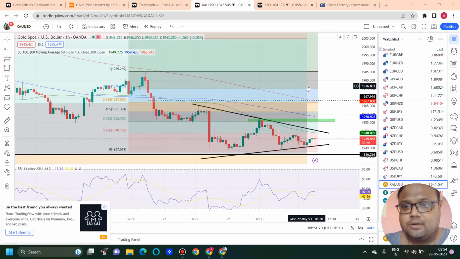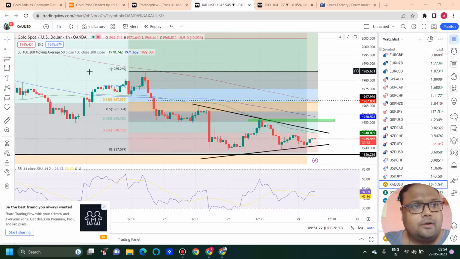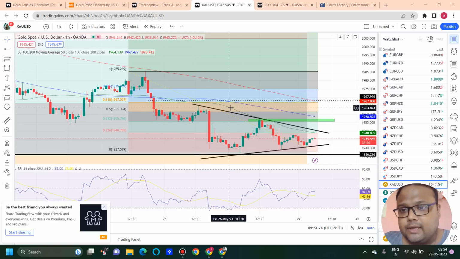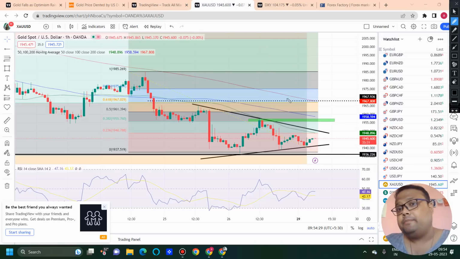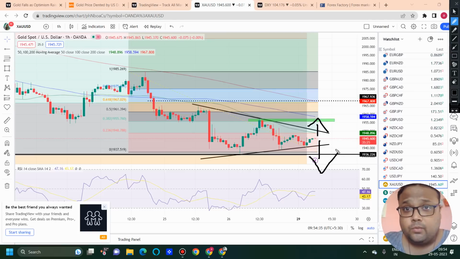Nothing has changed. Right now we can see that on the 1 hour time frame, gold is trading inside a symmetrical triangle. A symmetrical triangle is a bilateral pattern, meaning a breakout should come, maybe towards the upside or downside. We don't know yet, because it's a bilateral pattern. In an ascending triangle pattern, we know that the breakout will come towards the upside. In a descending triangle pattern, we know that the breakout will come towards the downside. But in a symmetrical triangle pattern, we need to wait for the right time.